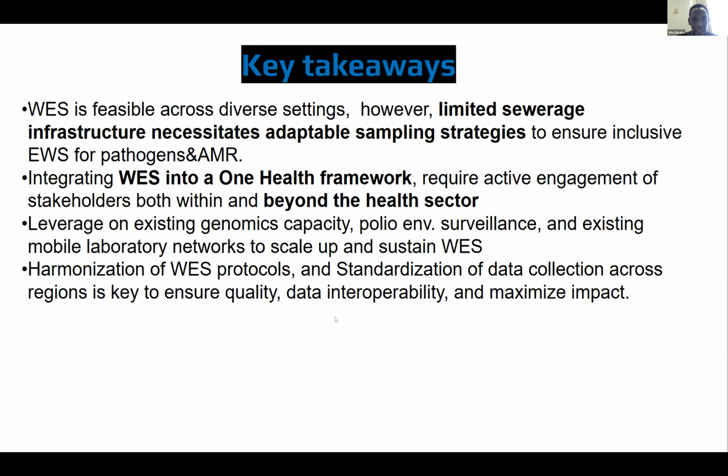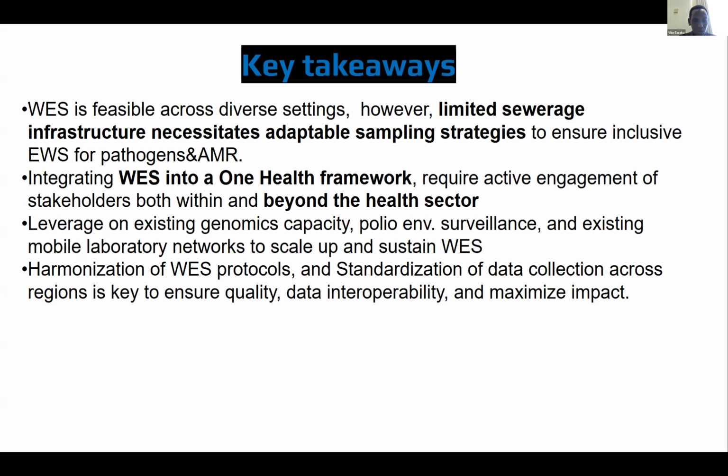So this is my last slide. From what we've learned, wastewater surveillance is really feasible. However, we need to have adaptable approaches for surveillance, because maybe looking only into wastewater in Africa will not give us a full picture. So we have to go beyond wastewater and look into non-sewered sites. And my colleagues highlighted our approach towards targeting non-sewered sites for surveillance.